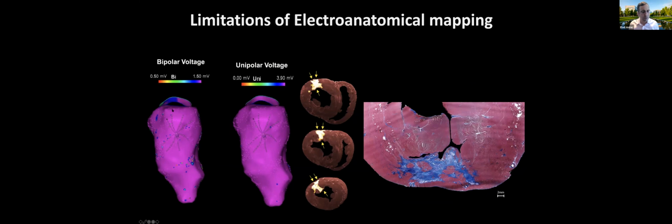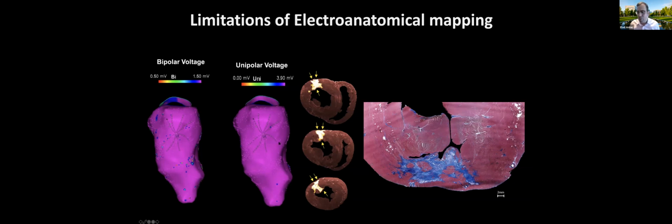This is an example of a left circumflex infarction, healed infarction in a swine. You have one of the highest resolution mapping catheters, not even yet on the market. It's called the Octaray. Completely normal bipolar, completely normal unipolar, high density map. Look on this LGE map. You have a millimeter of healthy subendocardial tissue. All the rest is transmural fibrosis, and this is the corresponding histology.